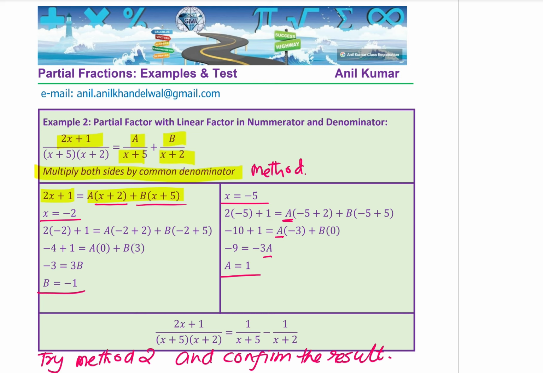So we get both the values, b as minus 1, right? And a as plus 1. That gives you the partial factorization of 2x plus 1 divided by x plus 5 times x plus 2. So I hope this step is absolutely clear.